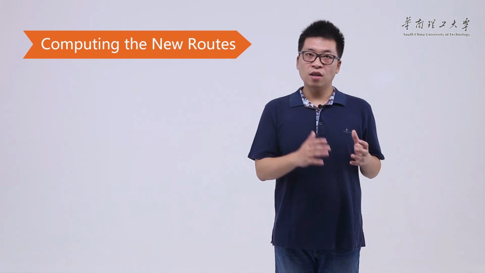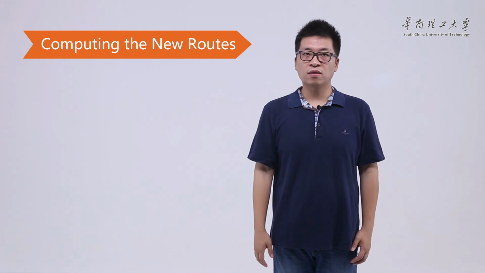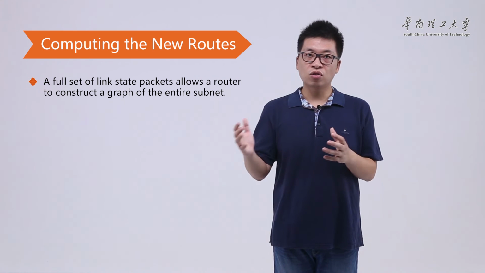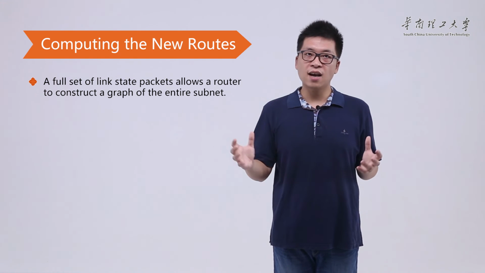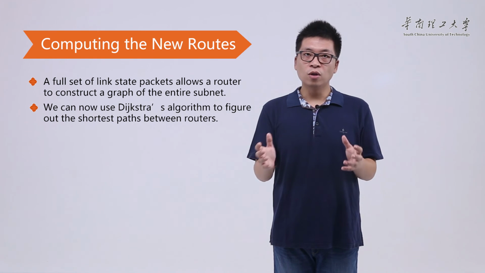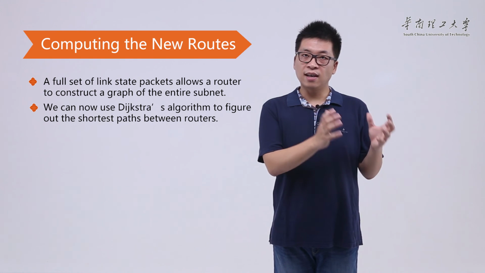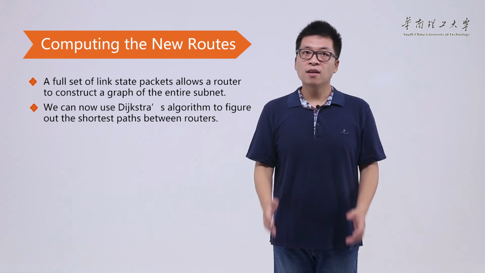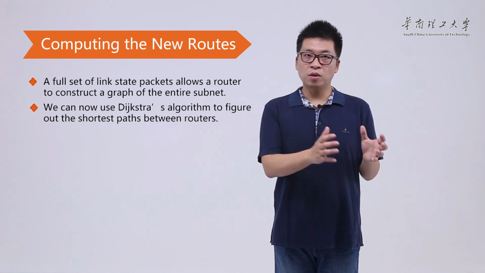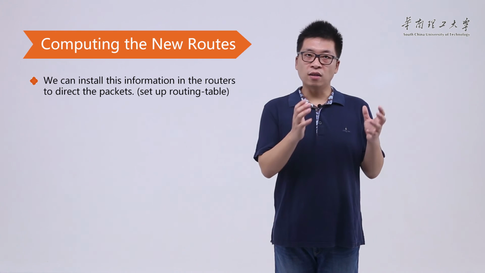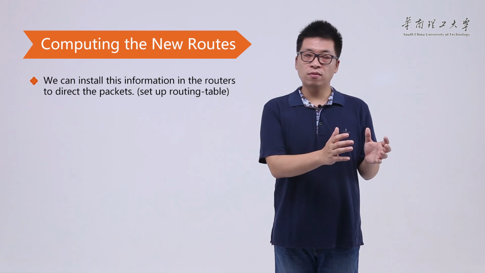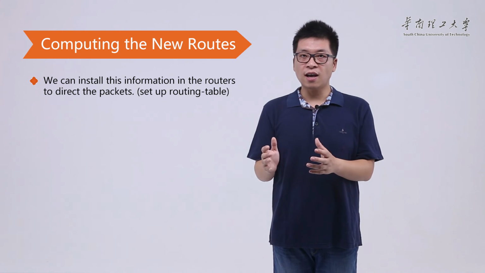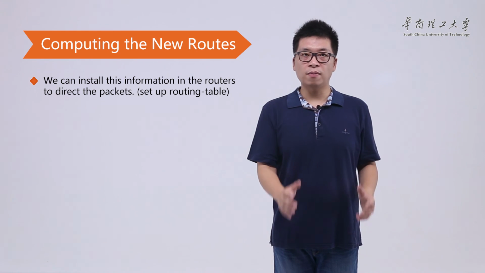The last step is to compute the new routes. A full set of link state packets allows a router to construct a graph of the entire subnet. When we know the topology of the network and the delay on each connection, we can use Dijkstra's algorithm to figure out the shortest paths between routers. We can install this information in the routers to direct the packets. This is the process of setting up and maintaining routing tables.